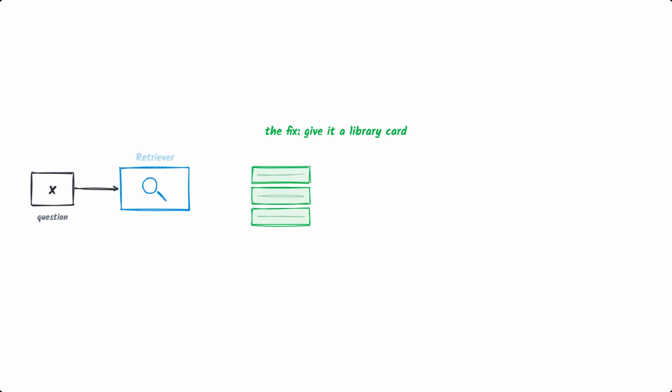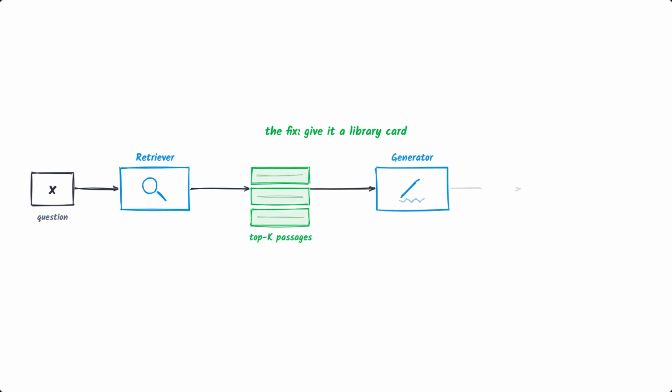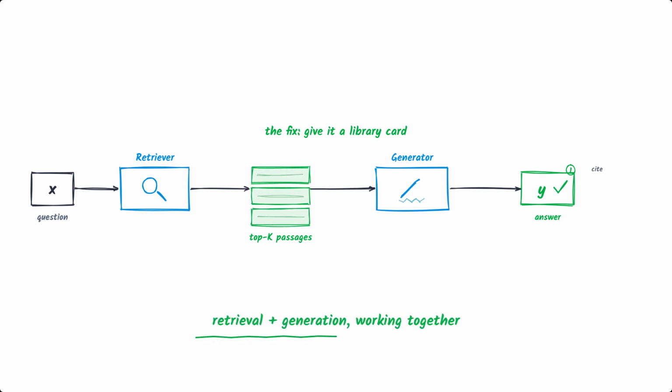RAG's fix is almost embarrassingly simple. Give the model a library card. Before it answers, let it look things up in an external index of Wikipedia, then write the answer using what it actually found. Retrieval plus generation working together.